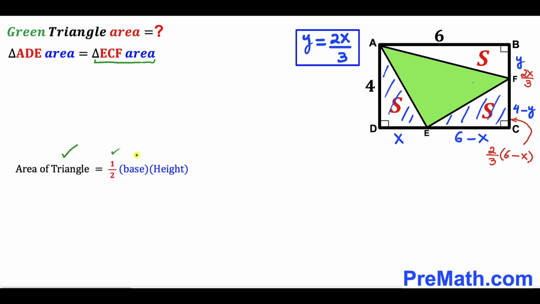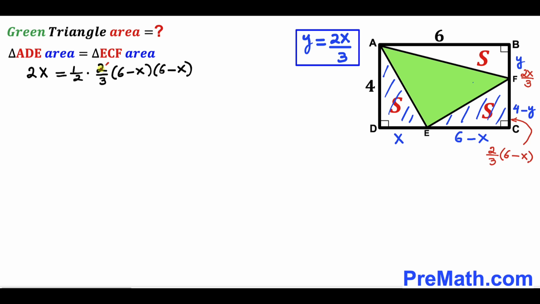Once again, area equals a half times base times the height. In our case, the dimension of this triangle is 6 minus x, and this other side is 2/3 times 6 minus x. So the area of this triangle ADE, 2 times x, equals the area of this other triangle ECF, which is a half times 2/3 times 6 minus x times 6 minus x once again. Now we can see this 2 and 2 is gone, and 6 minus x times 6 minus x is going to give us 6 minus x whole square. Now I'm going to multiply both sides by 3 to remove this fraction.